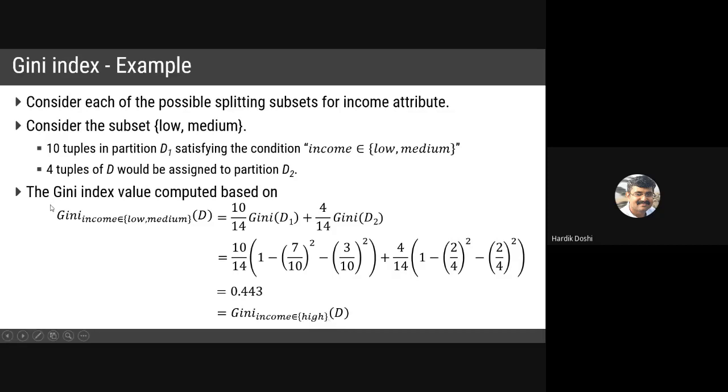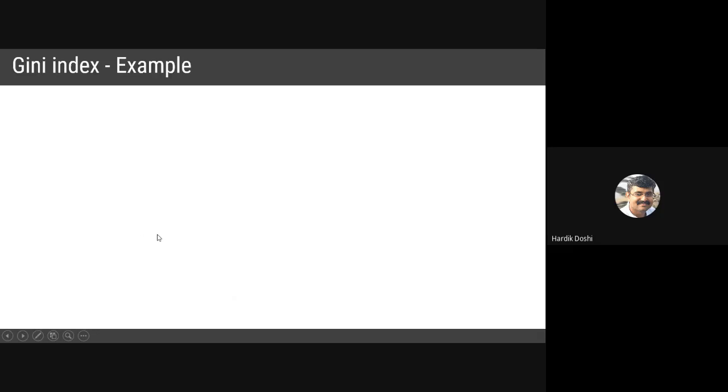But no, we will not be following this formula. I am just saying that we can split the node for this and this. So this would be one branch and this would be the second branch. So let's move further. Now we need to compute the value for the other subsets: low medium, then low high and medium high. We need to compute the Gini for income belongs to low medium, which we computed. In the same way we need to compute it for low high and medium high.